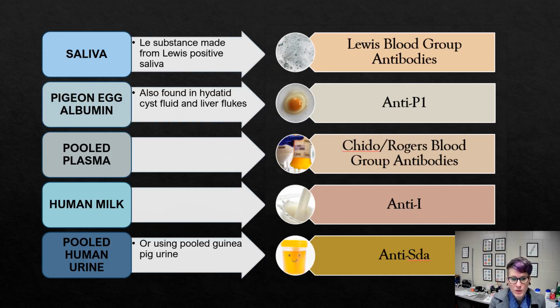So saliva with known Lewis substance can neutralize Lewis antibodies. Pigeon egg albumin will neutralize anti-P1. Pooled plasma will neutralize the Chido-Rogers antibodies. Human milk will be positive for the I substance, so it can neutralize anti-big I. And then pooled human urine can be used to neutralize anti-SDA. This is not a common one that you see, luckily.